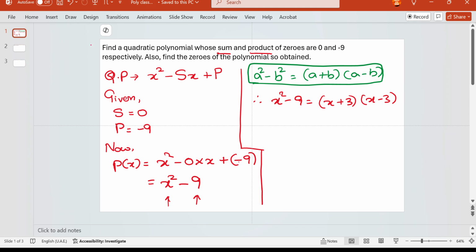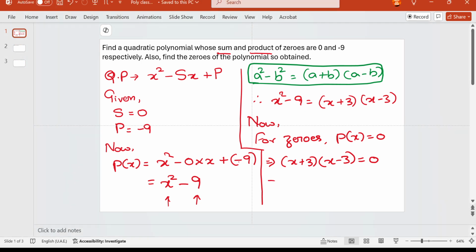And now in order to find zeros, what you are supposed to do? For zeros, what you are supposed to do? You have to equate p of x to 0. Is it right? So that implies x plus 3 times x minus 3 equals 0. When you equate a product of factors to 0, either of the factors should be 0. That means now when you equate, the plus 3, when you transpose, it will be -3, and -3 when you transpose, it will be +3. Understood?